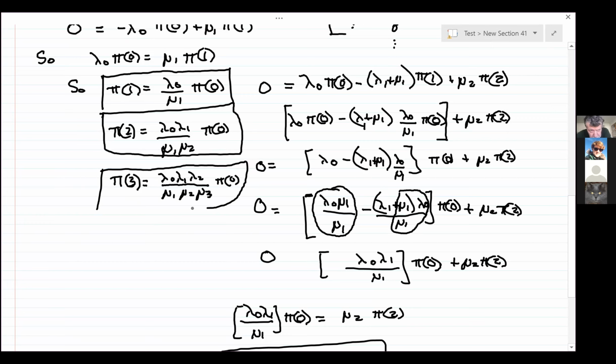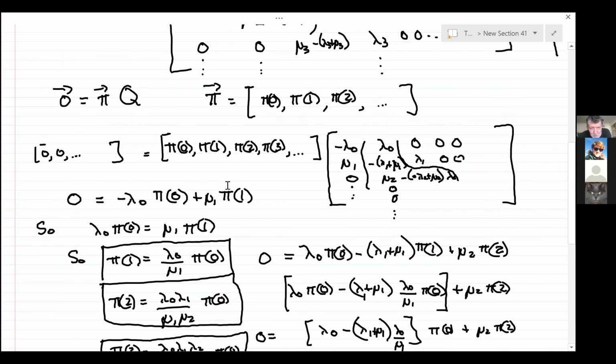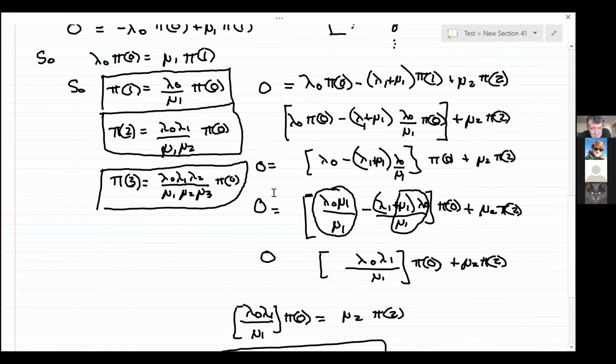Okay, that's a guess, an educated guess, based on the patterns of pi 1 and pi 2. Looks like pi 3 would have one more factor of lambda in it and one more factor of mu in it times pi 0. If you wish, you are welcome to check that. It's not any different than what we've already done. What you have to do is multiply this infinite pi vector times the third column and set it equal to 0, and then solve for pi 3. And if you do that, you will get this.